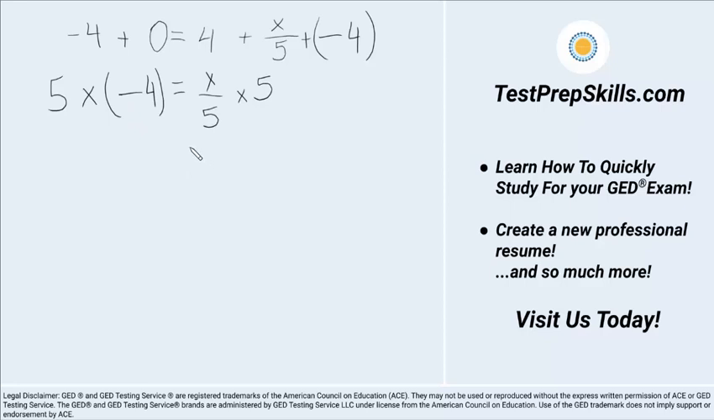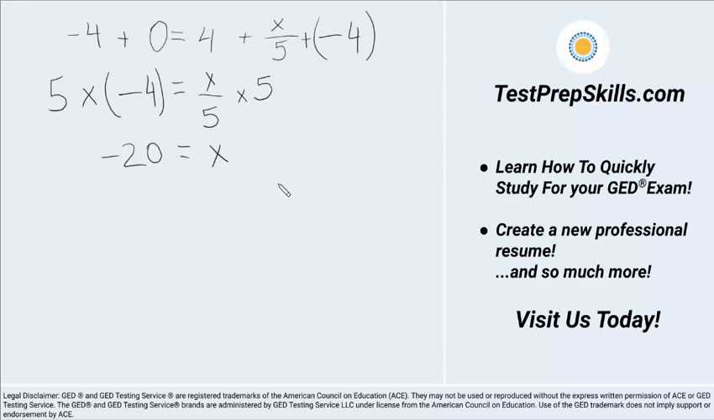Okay, let's simplify. 5 times negative 4. This is a tiny bit tricky. The 5 is positive. When we multiply a positive and a negative, our answer is going to be negative. So 5 times negative 4 is negative 20. And then on our other side, we have these two 5s that cancel, and all we're left with is x. So negative 20 is equal to x.